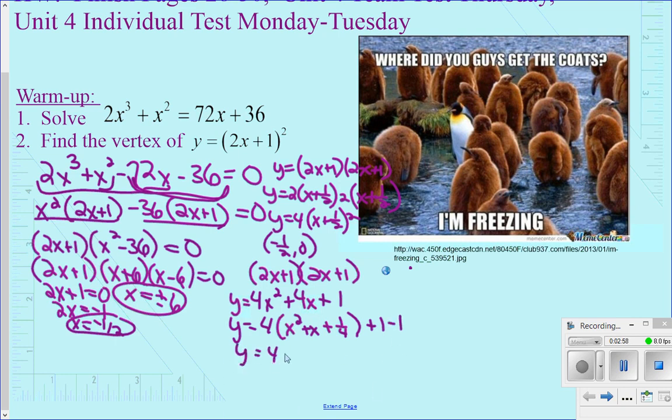So I have a 4 out front. I have x plus 1/2, the quantity squared, and 1 minus 1 is 0. So again, I have the same vertex form that I had here using the other approach, which means the vertex is negative 1/2, 0. Okay, so either technique is fine to get you the vertex.